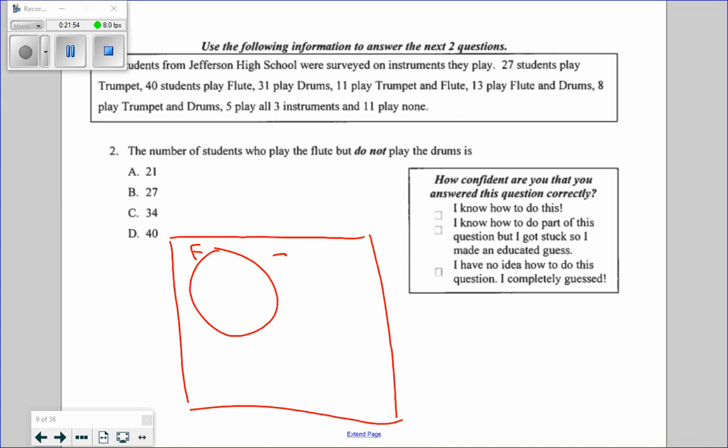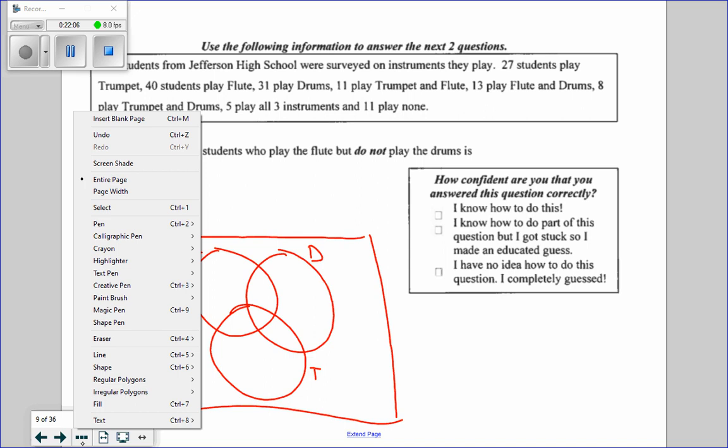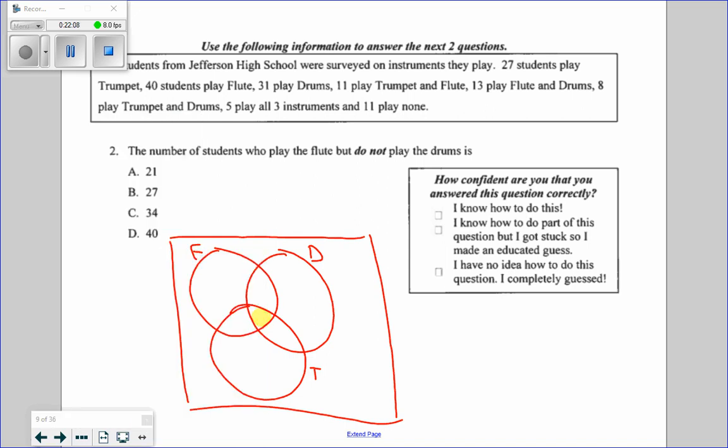Flute, drums, trumpet. Okay, on any Venn, where do you always start? You always start with the middle. And then you're going to subtract as you go. So what number gets put in the middle? 5. So I'm going to cross that out and put the 5 there.